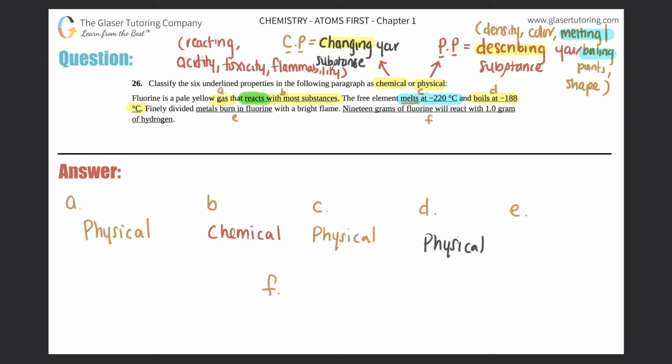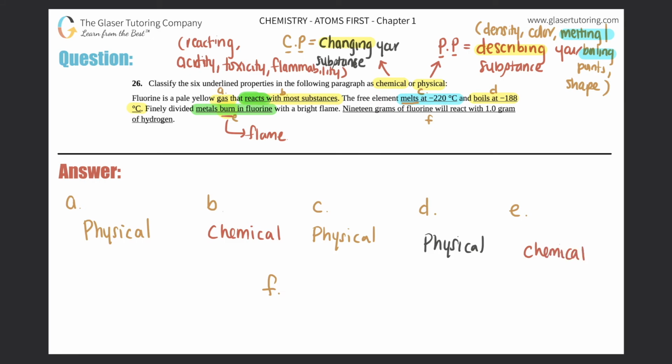Let's keep going. It says finely divided metal burns in fluorine. Key in on the word burning. Are you just describing or are you actually changing something? This has to do with flammability. So I'll just put flame here. So flammability is a chemical property.